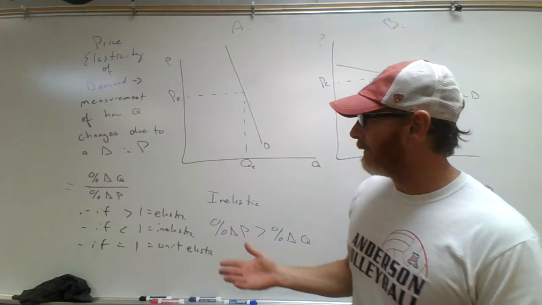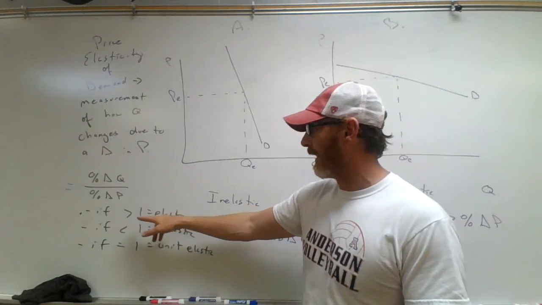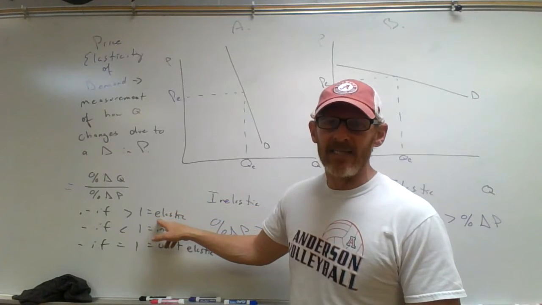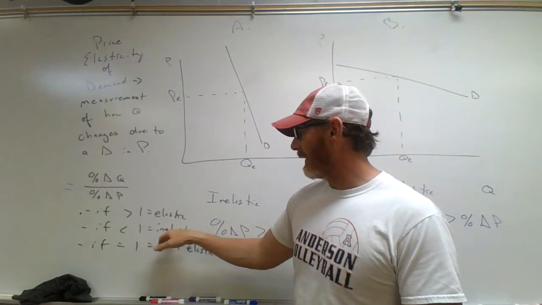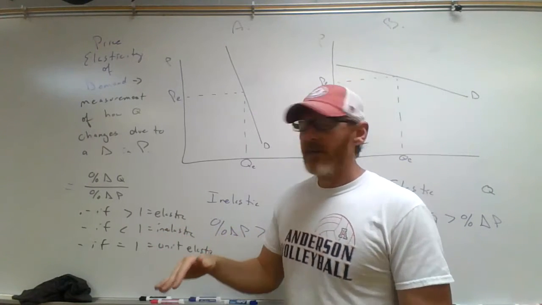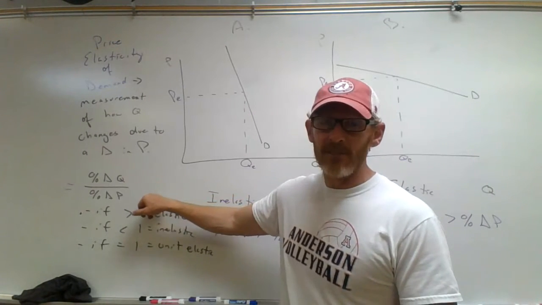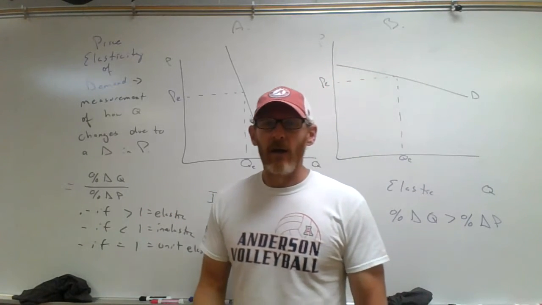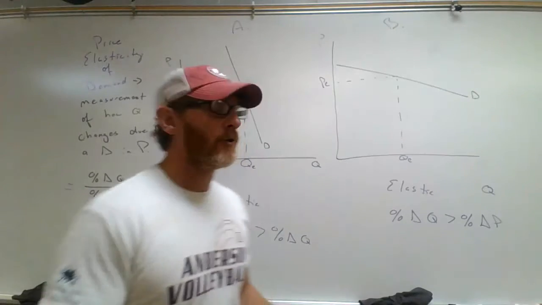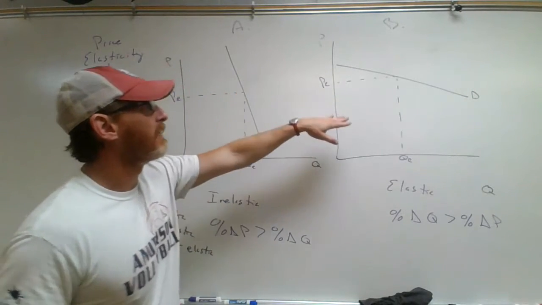If that number, when you figure these two things out, is greater than 1, the good is elastic, which means, and I'll get to what that means in a second. If it's less than 1, it's inelastic. If it's 1, if the percent change in quantity is the same as the percent change in price, then we say the good is unit elastic, right? So let's talk about what this means. There are two graphs up here. There are graph A and graph B.